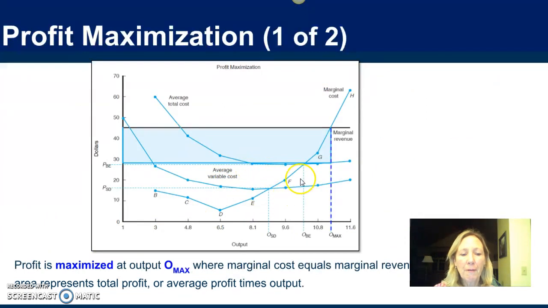Okay, and if you want to be a profit maximizer, your profit maximization occurs where marginal cost equals marginal revenue. So marginal revenue equals marginal cost at $45. That is going to be where you're going to maximize your profit.